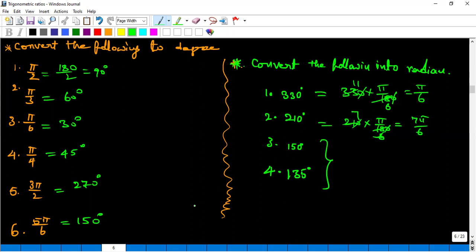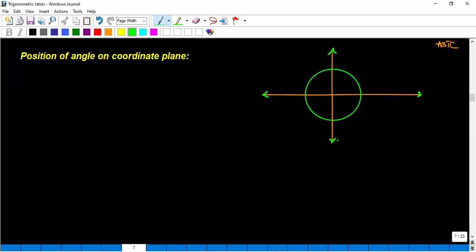Let us move to the next slide. Position of an angle on the coordinate plane is very important. Again, I'm telling you, position of an angle.